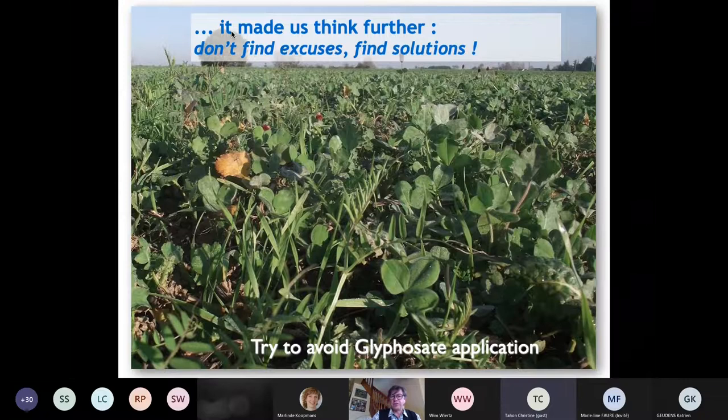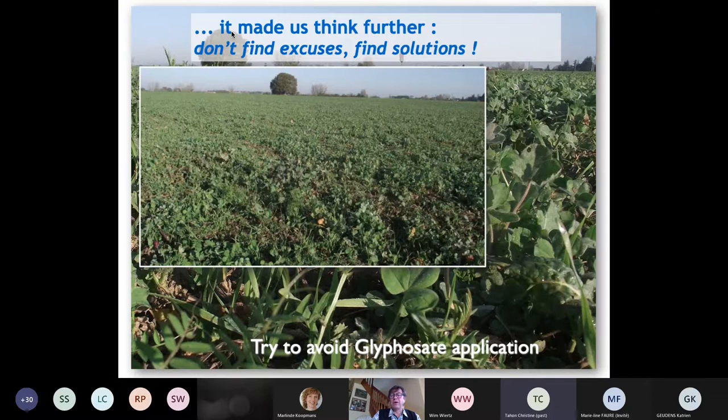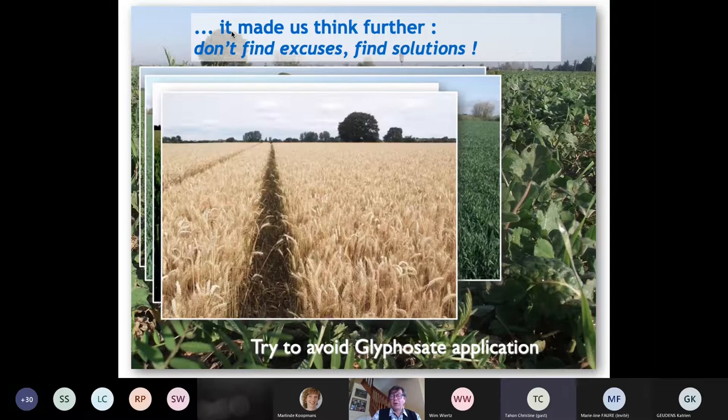And for example, this is a field planted with wheat, and it was clean of grass. And so the farmer only used a broad-leaved herbicide, and the field was clean. So no glyphosate application and only conventional herbicide to do that in no-till.